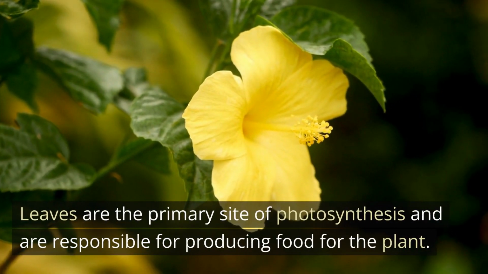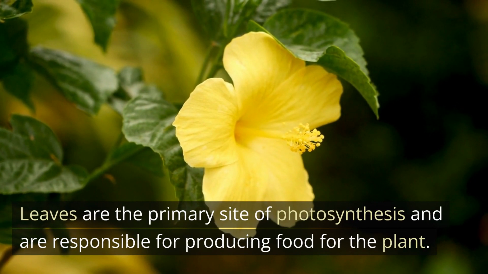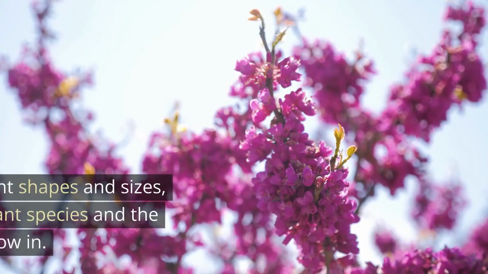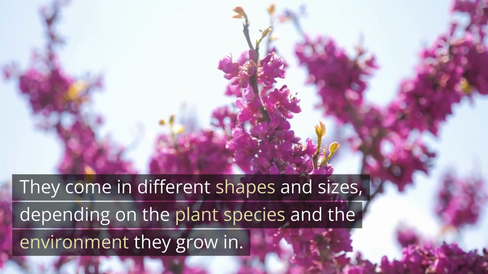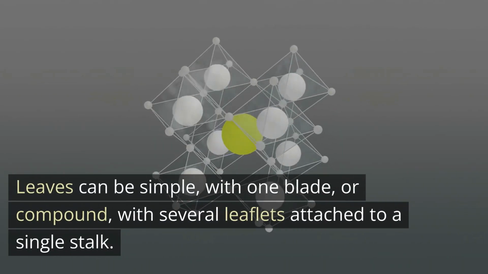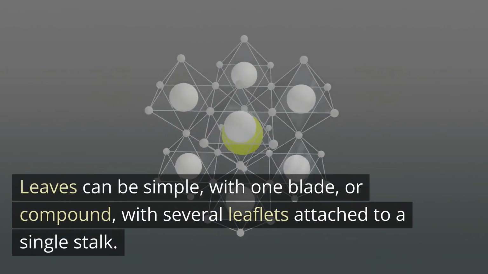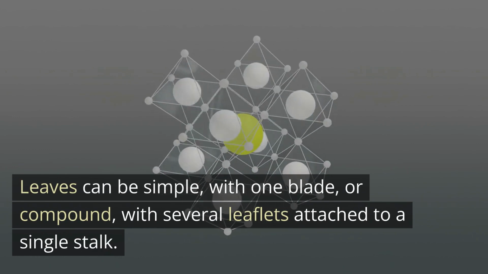Leaves are the primary site of photosynthesis and are responsible for producing food for the plant. They come in different shapes and sizes, depending on the plant species and the environment they grow in. Leaves can be simple, with one blade, or compound, with several leaflets attached to a single stalk.